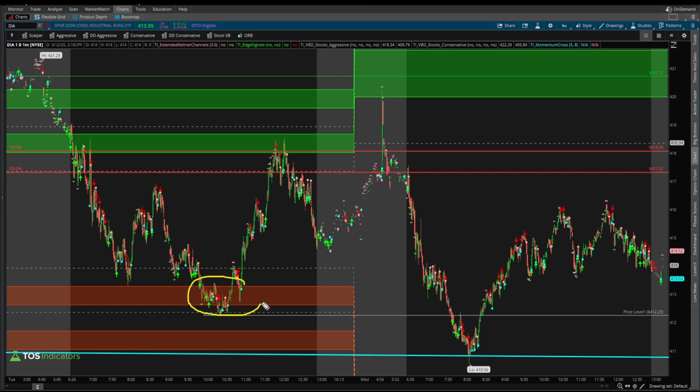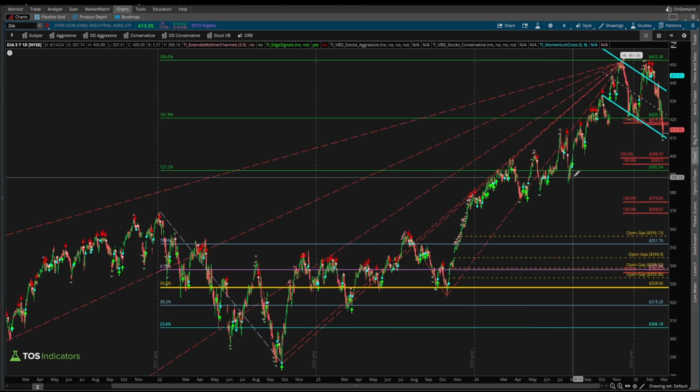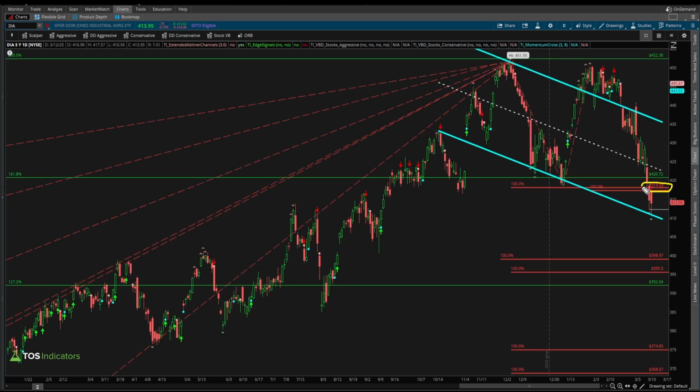This is in essence an example of how I'm looking to take advantage of this volatility in conjunction with our levels. These were the levels that we had inside of the Dow, near 418, 417, and as soon as we cross below, now I'm looking for a volatility edge to try and get long.